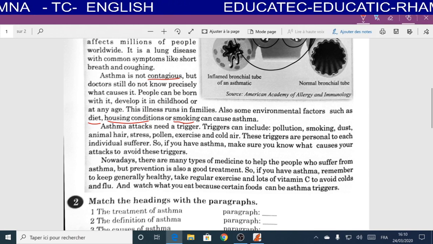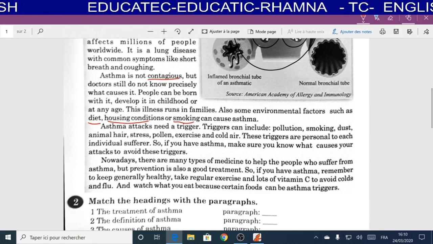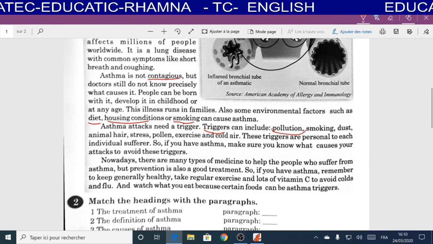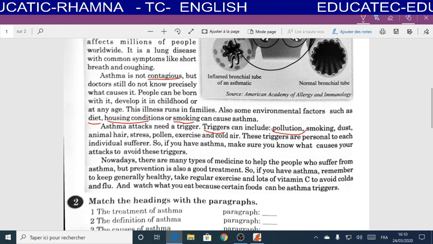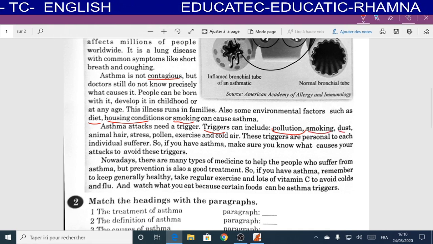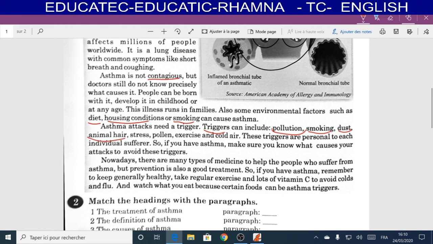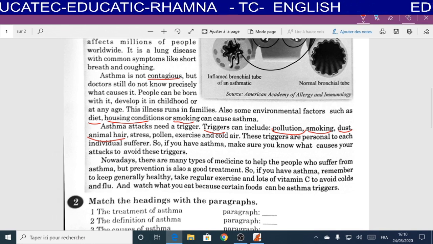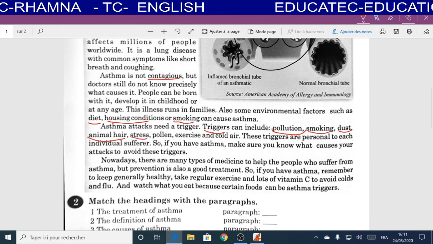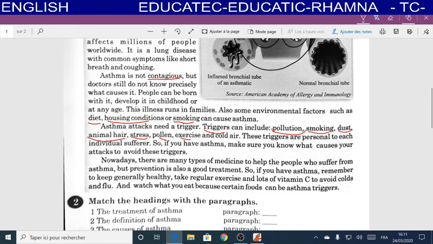Asthma attacks need a trigger, which means we need a problem to have this disease. Triggers can include pollution. What does it mean, pollution? It means that we don't live in a clean place. And smoking. Smoking, of course, is clear. And we have dust, when you live in a place where we have dust. And animal hair. For example, when you have pets at home, that's a problem which can cause asthma. And pollen, stress, of course, when you have problems in life, and exercise, and cold air.